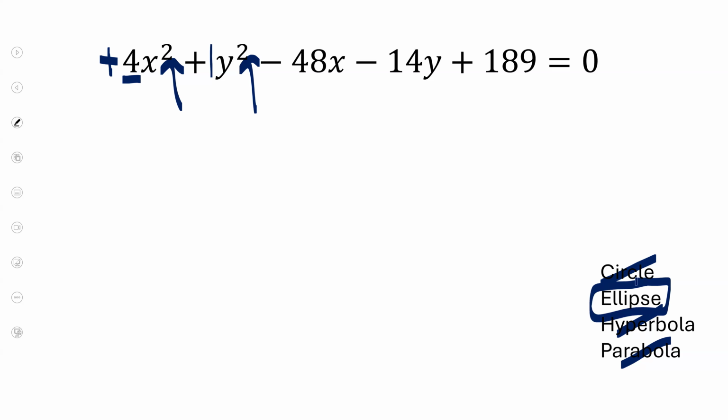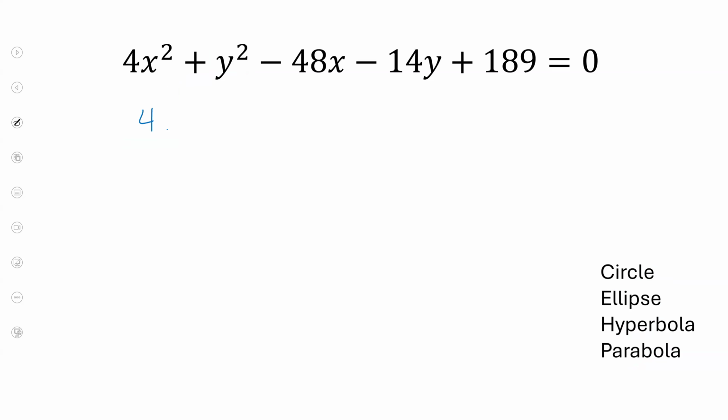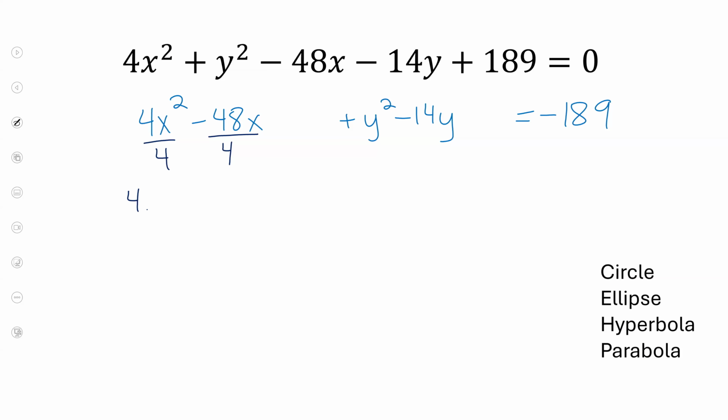So I'm going to go ahead and put it in the standard format. So what I'm going to do is complete the square. I'm going to put the x's together, and I'm going to put the y's together. And I'll put the 189 on the other side, making it a negative 189. Before I can complete the square, though, I need to divide these both by 4. So 4 is on the outside, and I'm left with x squared minus 12x plus this.